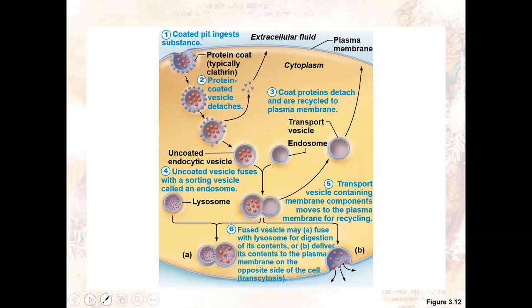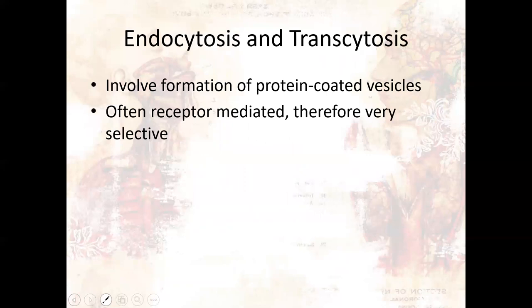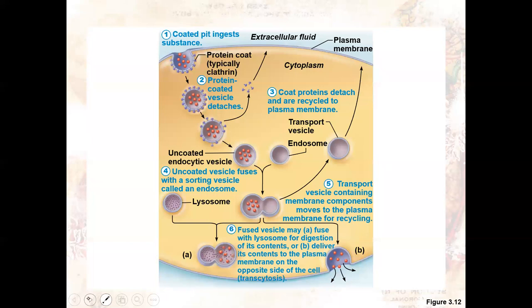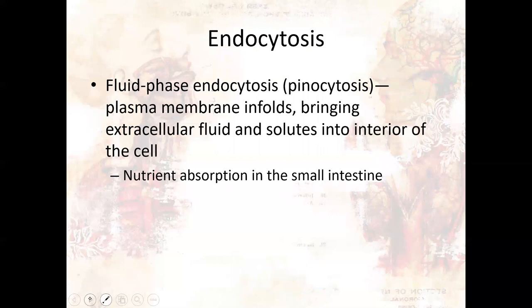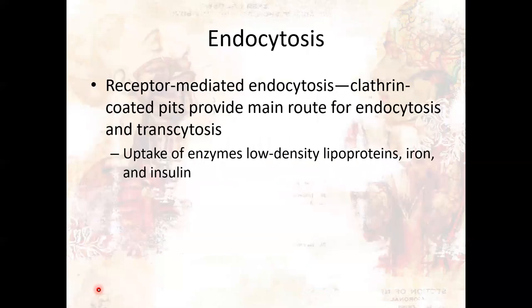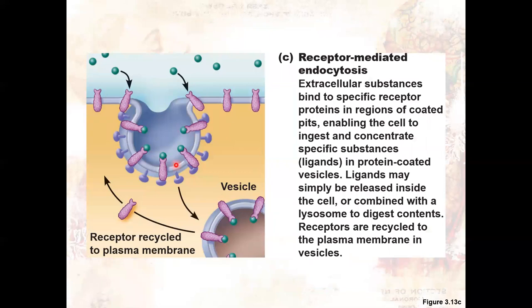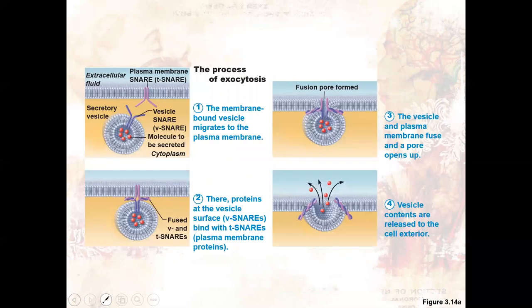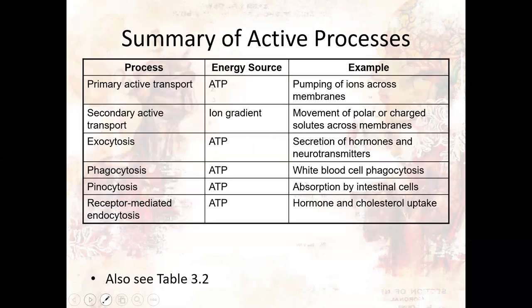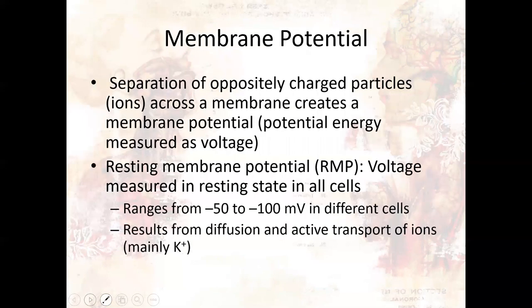I'm not worried about receptor-mediated active transport or receptor-mediated endocytosis or any of this. Clathrin-coated pits, none of this. Phagocytosis, right, cell eating. Pinocytosis, cell drinking. Endocytosis, just bringing something into the cell, often receptor-mediated like that. Exocytosis, excreting something from the cell, a hormone, a neurotransmitter, something. So here's that. So here again is all your active processes.